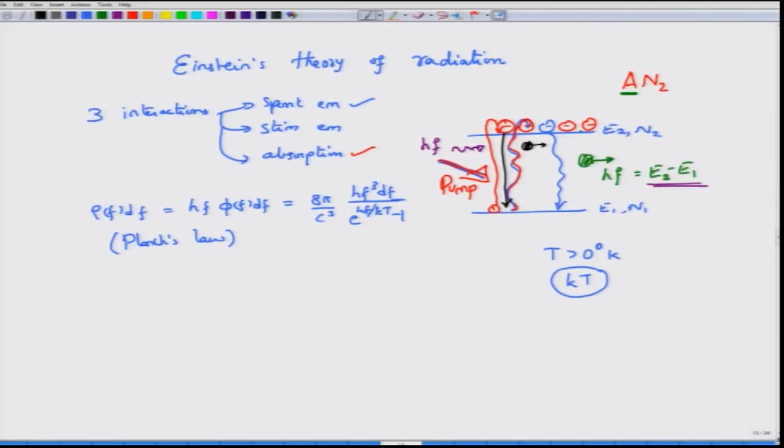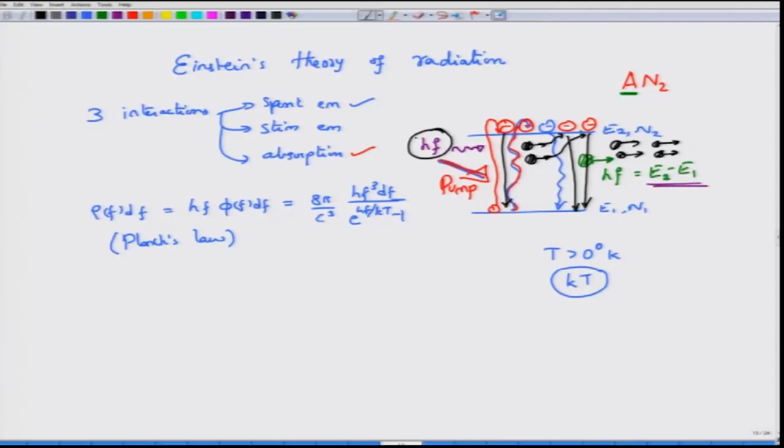Therefore, after this first interaction, you will see two photons which are identical in all aspects: they have the same energy, the same polarization, and they are in coherence with respect to each other. Now, these two photons go and trigger additional excited atoms present in the energy level E2, which will then fall down to generate a total of about 4 photons. So, instead of 2 photons, you now have 4 photons.